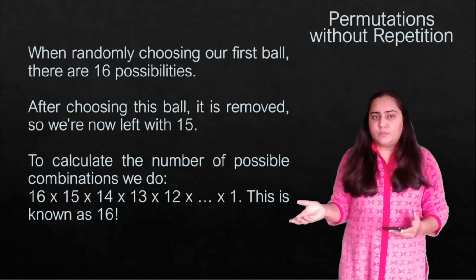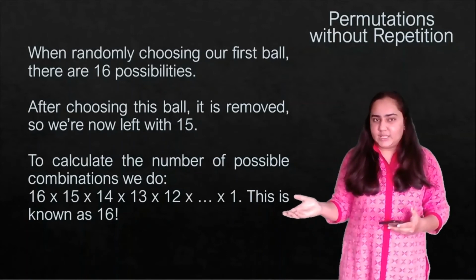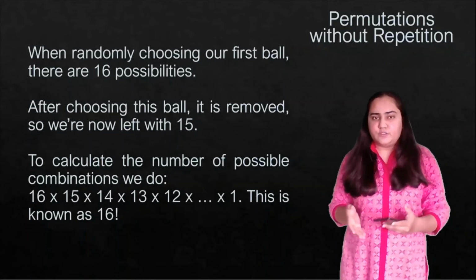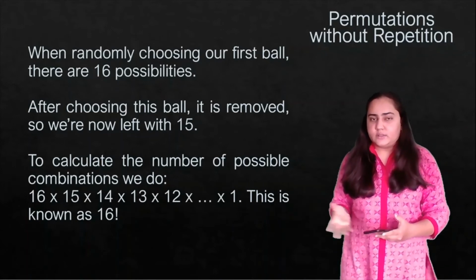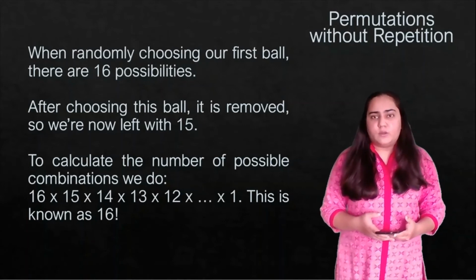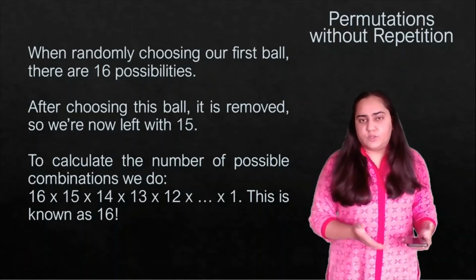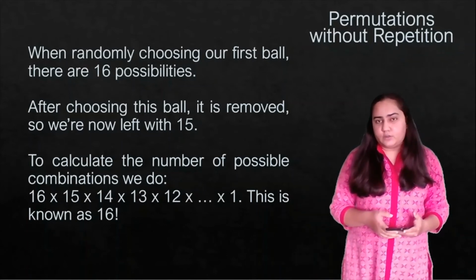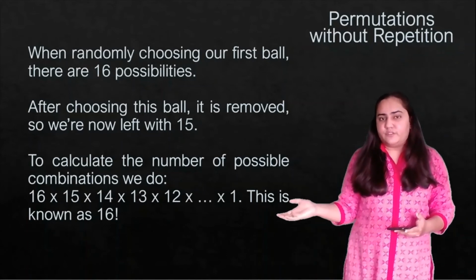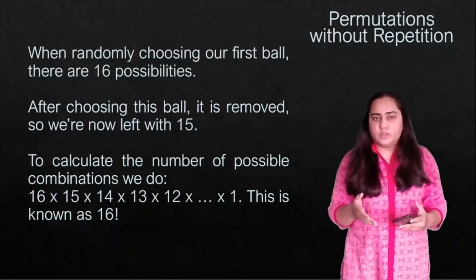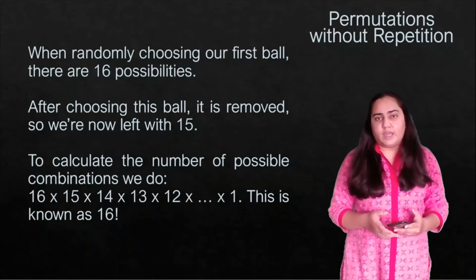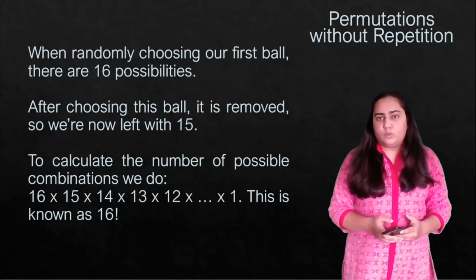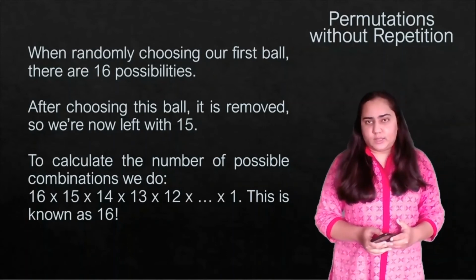To calculate the number of possible combinations in this case, we would be doing this. We are doing 16 into 15 into 14 into 13 and so on up to 1, because every time one ball is reduced. And that's why the total possibilities are 16 factorial. This is what a factorial looks like. You're just reducing one number at a time and multiplying them. So this is what permutation without repetition looks like.